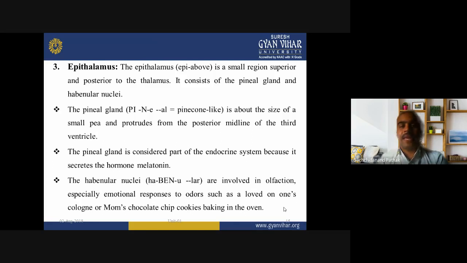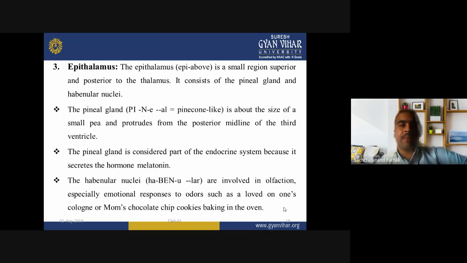Third, you will see the epithalamus. The epithalamus is a small region superior and posterior to the thalamus. Epi means above. तो ये थैलमस के सुपीरियर भी होगा, ऊपर भी पाया जाएगा और उसके पीछे साइड्स में होंगे. So the epithalamus is just above the thalamus, just superior to the thalamus.